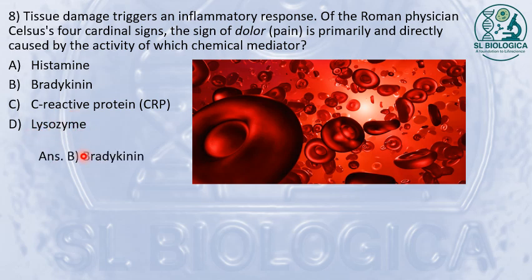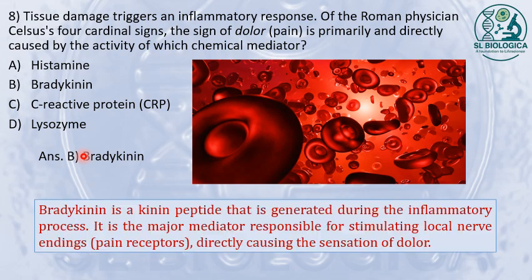So the correct answer is actually bradykinin. Option B, bradykinin. It is a kinin peptide that is generated during the inflammatory process, and it is the major mediator responsible for stimulating local nerve endings, that is the pain receptors, and it leads to the sensation of dolor, that is pain. So bradykinin is the correct answer to this. For the pain sensation, the chemical mediator involved is bradykinin.